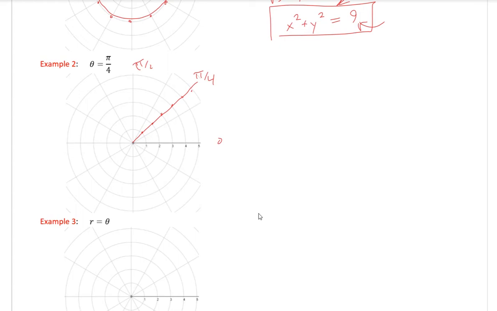However, this is not the entire graph, because we could also theoretically have a negative radius. What a negative radius does is you find your angle measure and you go back from that direction. So we could also have negative radii here, which means that this line does continue all the way in both directions.